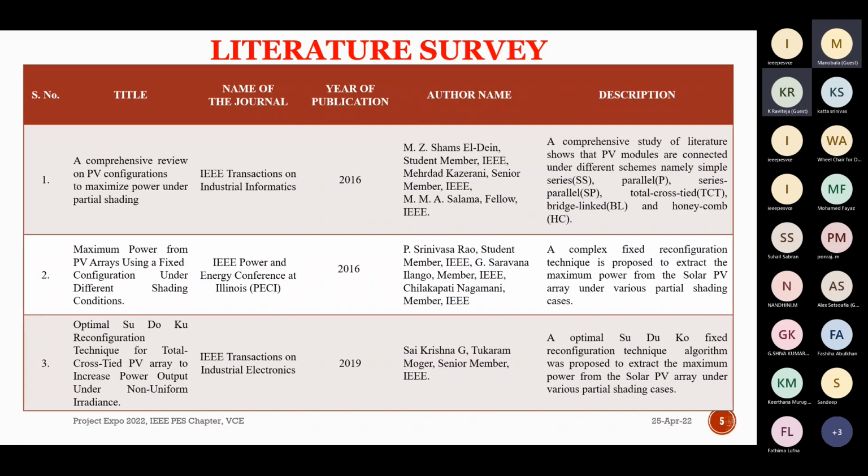Coming to the literature survey, we have referred to these IEEE papers. The first paper tells about different types of connections in a PV array, like simple series, parallel, total cross-tied, bridge-linked, and honeycomb. In the second one, they have used fixed reconfiguration without moving the panels. In the last one, they have used the Sudoku algorithm for reconfiguration.